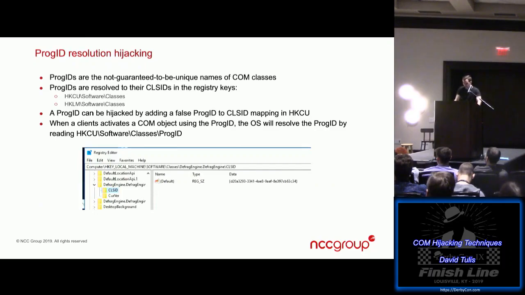Another alternative method is by hijacking the ProgID. So remember, the ProgID is the friendly name of an object. It's not guaranteed to be unique, but COM clients can ask the OS to resolve a ProgID to a class ID. And this is done in the registry. So ProgIDs are mapped to class IDs in the Software\Classes registry key. So if you just add a registry key into HKCU\Software\Classes, you add a ProgID that points to a class ID that you've added that is loading your library, it'll be hijacked, and the attacker just needs to create the key, have it point to the DLL or executable of their choosing.